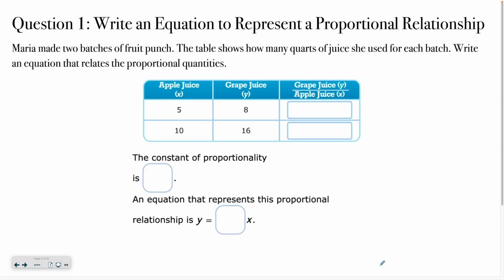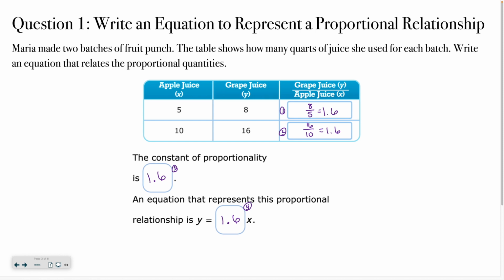All right, now it's your turn to try writing an equation. So I gave you some structure here. We have: Maria made 2 batches of fruit punch. The table shows how many quarts of juice she used for each batch. Write an equation that relates the proportional quantities. So what I want you to do here is fill in those boxes. We have one box here, a second box here, a third one right here, and a fourth one right here. I want all 4 of those boxes filled in, and then I want you to unpause the video and check to see how you did. Good luck.